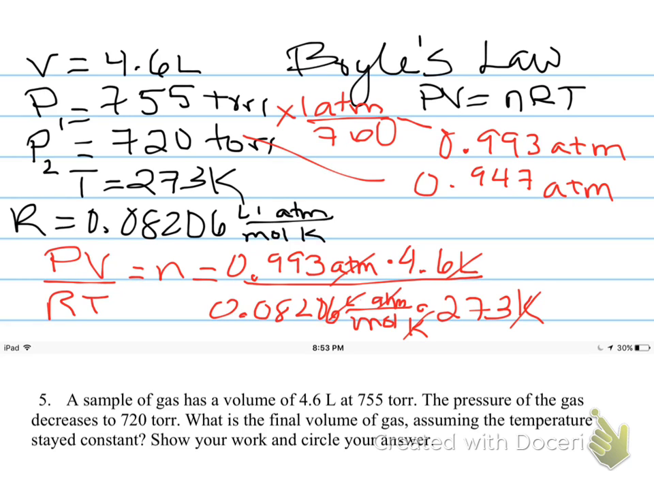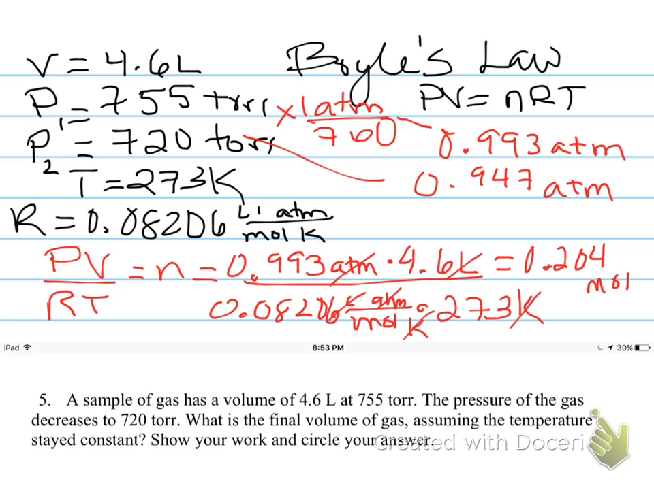And so the math here: on the top I get 4.5678. There's no unit because they all canceled. And then divided by 22.4 on the bottom. And from that we find that there's 0.204 moles of gas.